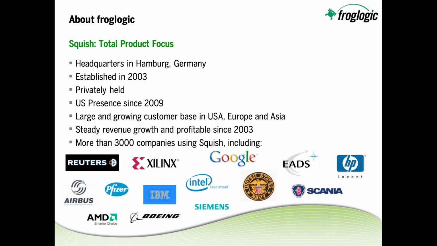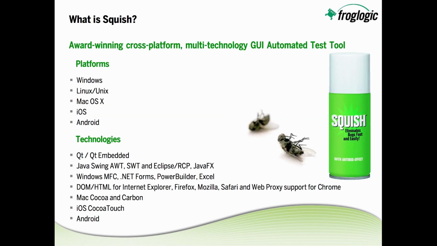For those in the US, we have had presence since 2009, and we have a large and growing customer base throughout the world. We've had steady revenue growth and been profitable since we were established as well. You also notice there's some companies you may recognize there. We have more than 3,000 companies currently using Squish throughout the world. Now, as this is more of a technical demo, I won't spend too much time on slides, so we'll go through these a little faster than usual, and we'll dive right into the demonstration.